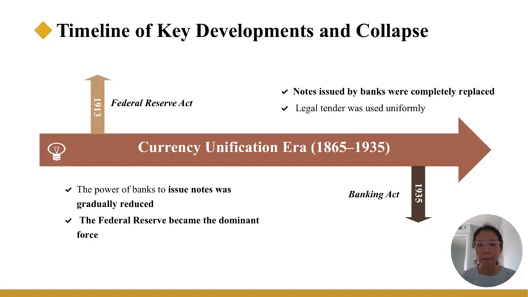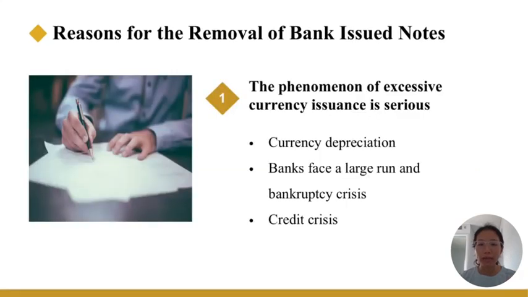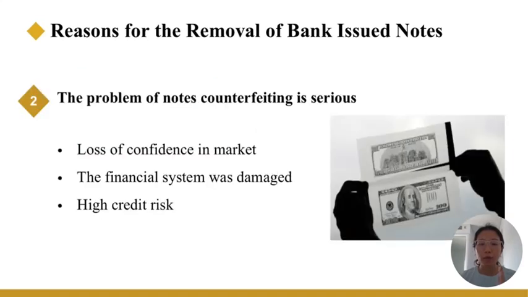First of all, banks do not have enough gold and silver as reserves, and only issue notes backed by credit. And there is a phenomenon of notes overissuance, which makes banks face a run and bankruptcy crisis. Secondly, due to the lack of unified monetary standard, the forms of notes issued by local banks are different, and the lack of effective anti-counterfeiting measures makes the market flooded with counterfeit money.